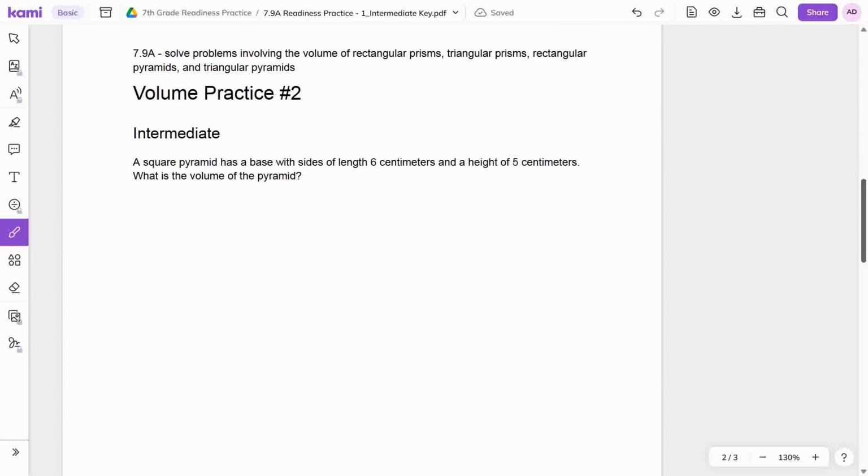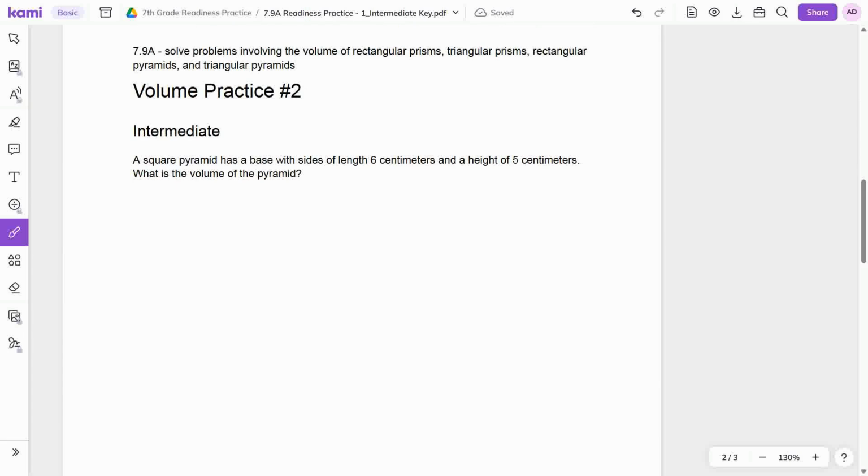Now we have a square pyramid. A side length of 6 centimeters, height of 5. What is the volume? Okay, so I'm going to draw a square pyramid here, or at least it's going to attempt to be a square pyramid. And I'm going to connect it like this. All right, so there's my square pyramid. It has side lengths of 6 meters. Now it is a square, so all sides are 6. So 6 cm. And we could put that all the way around since it's a square.